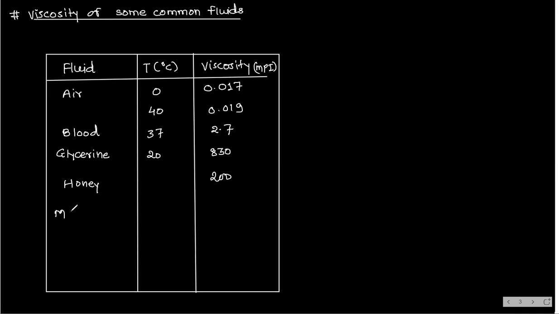Machine oil. It is 113 at 16 degrees Celsius. And if the temperature changes to 38 degrees Celsius, then it is 34 millipoise. Next one is water. Water at 20 degrees Celsius, it is 1. And at 100 degrees Celsius, it is 0.3.